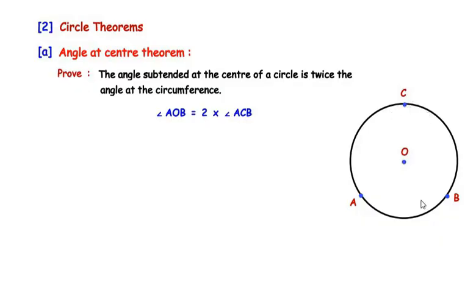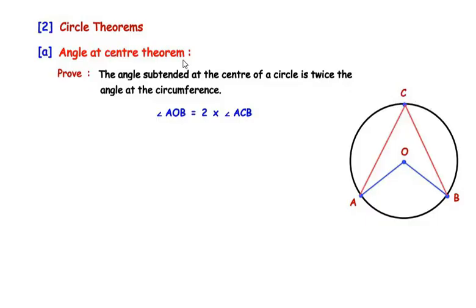Here we have drawn a circle with 3 points on the circumference of the circle, that is A, B and C, and the center of the circle is marked as O. Now let us make an angle from the points A and B to the center of the circle this way. The same 2 points A and B are going to make an angle at point C, that is on the circumference of the circle, this way.